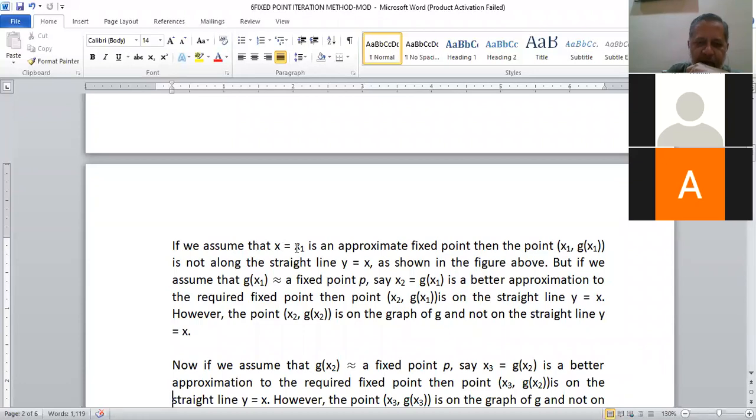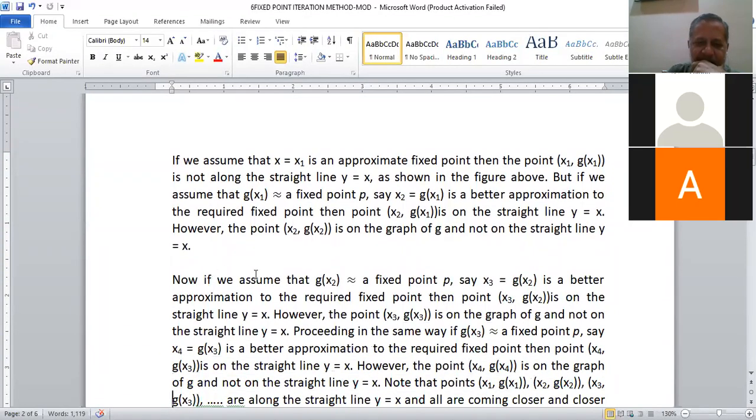If we assume that x = x1 is an approximate fixed point, then the point (x1, g(x1)) is not along the straight line y = x as shown in the figure above. But if we assume g(x1) is approximately the fixed point p, say we assign g(x1) = x2, x2 should be a better approximation to the required fixed point. Then the point (x2, g(x1)) is on the straight line y = x. However, the point (x2, g(x2)) is on the graph of g and not on the straight line y = x.